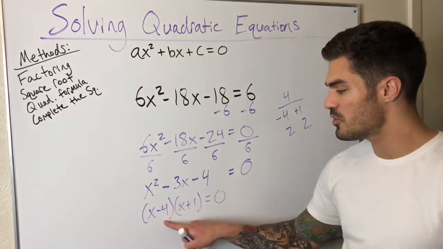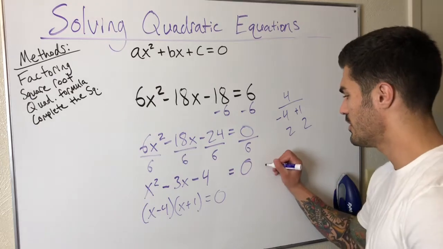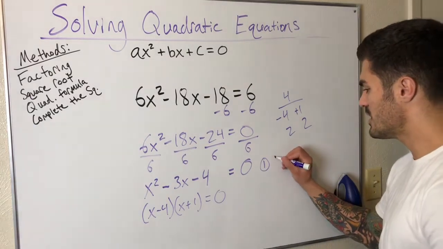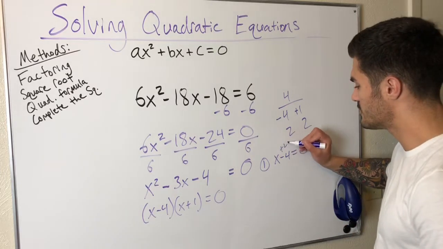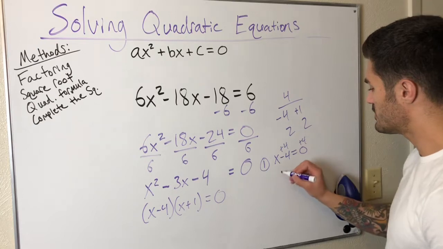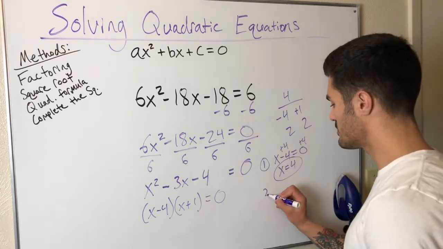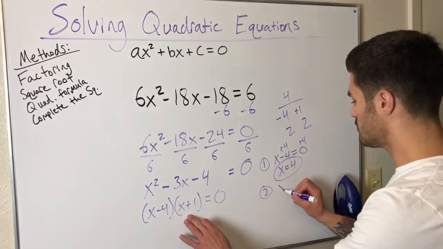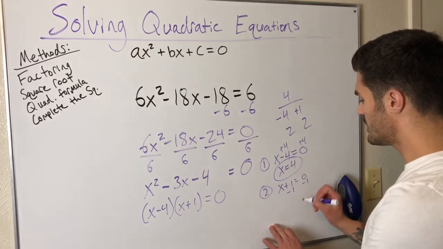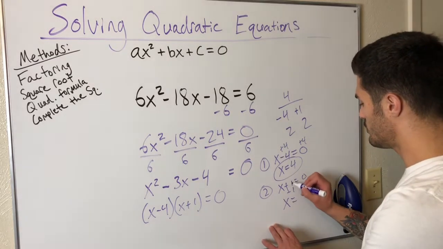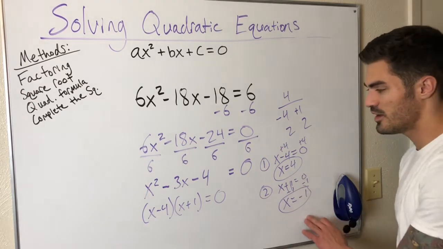So now I set this first part equal to 0 and this second part equal to 0, and I solve for x on both of those equations. So I have x minus 4 equals 0. If I add 4 to both sides, then I get x equals 4. That's my first solution for x. Second, I have x plus 1 equals 0. And if I subtract 1 from both sides, I'm left with x equals negative 1. So these are my two solutions for x, 4 and negative 1.